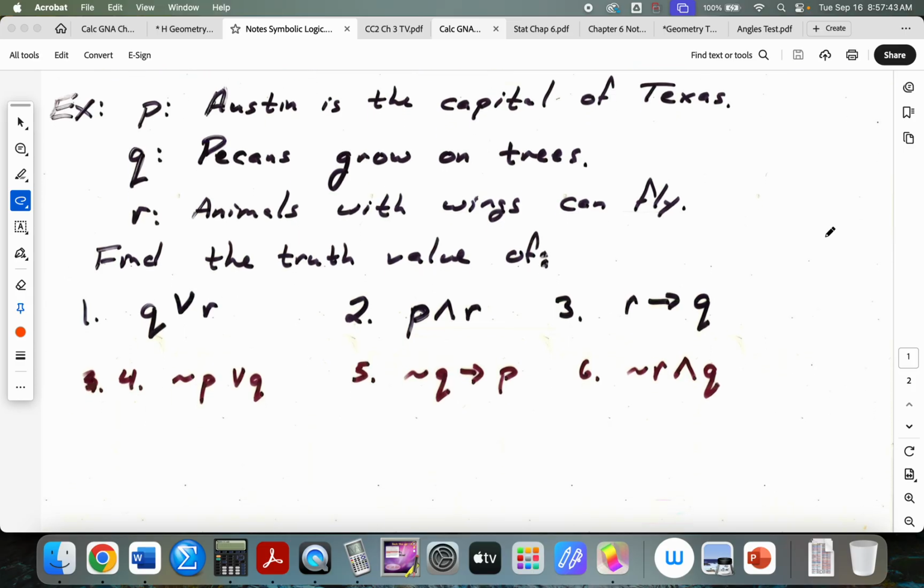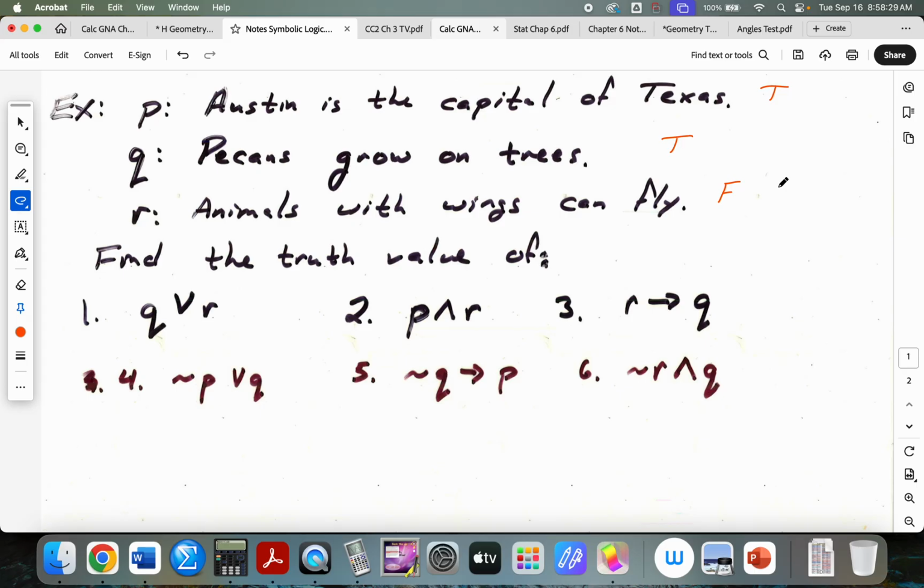based on these three simple statements. First one, Austin is the capital of Texas. We probably ought to make sure everyone knows whether these are true or false. Austin is the capital of Texas, true or false? True. Pecans grow on trees, true or false? True. That's also true. Animals with wings can fly? False. Ostriches, penguins, kiwis, emus. There are several flightless birds. They've got wings, they just can't fly.